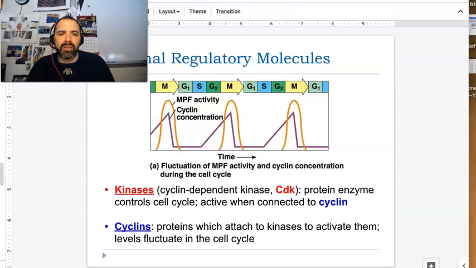So here are your internal regulatory molecules, and these are things they're going to ask you about. Kinases, which we've already talked about. There are things called cyclin-dependent kinases, or CDK. This is a protein enzyme that controls the cell cycle. This is what you're going to see with your kinases.